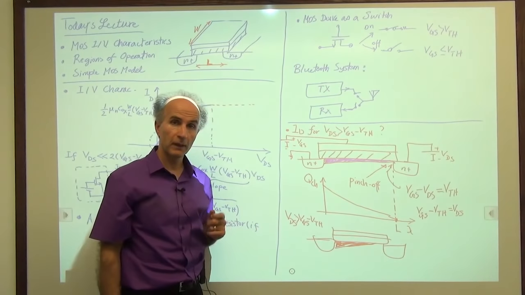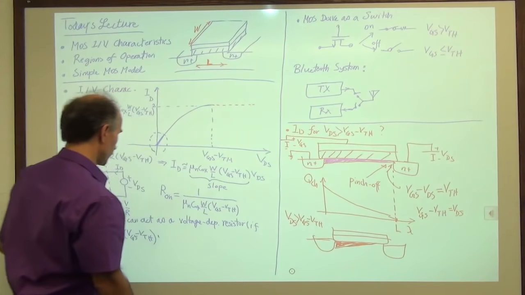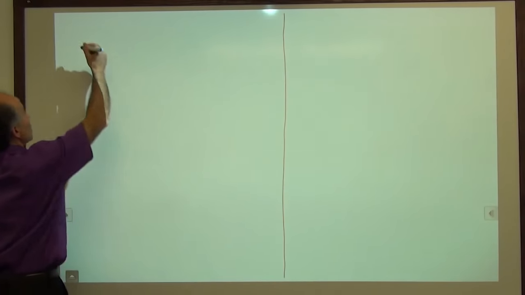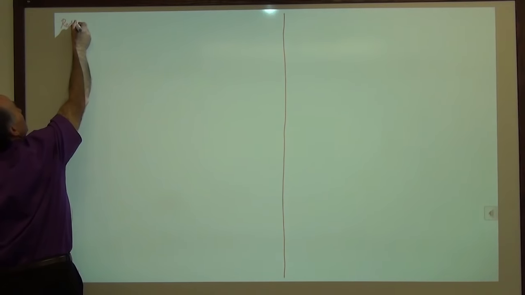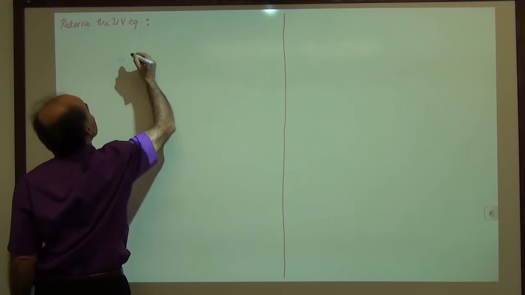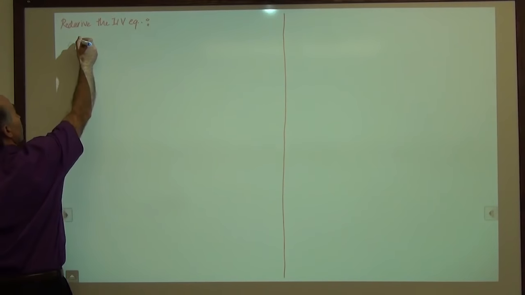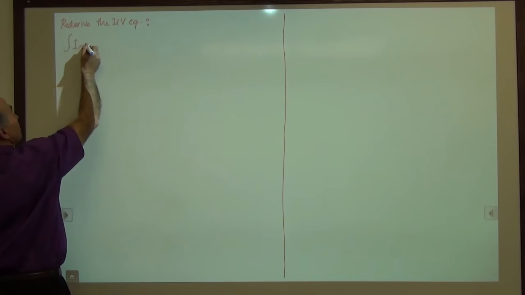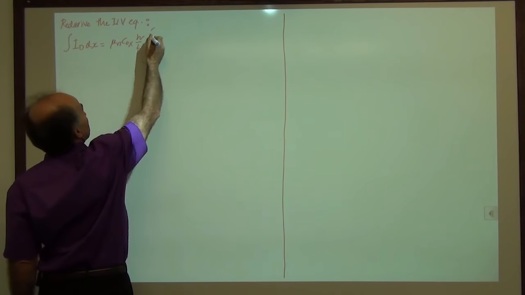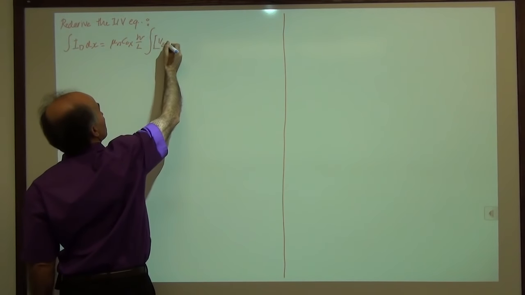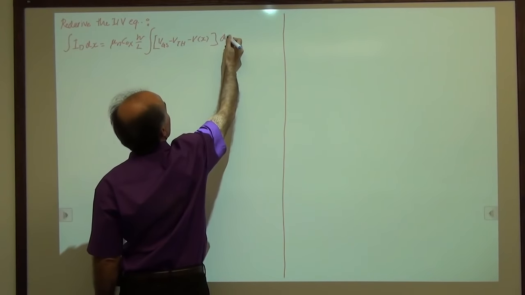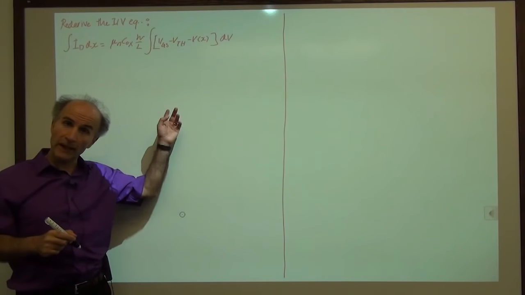Now we have to go and rederive the equation from last time. I have to add a page, so let me do that. And I hope you remember all of this. We'll go to the next page and start deriving. So, rederive the IV equation. Remember what the equation looked like. We said the integral of ID dx is equal to mu n Cox W over L times the integral of VGS minus VTH minus V of X, which is the local voltage, times dV. That's the equation that we wrote last time, right?